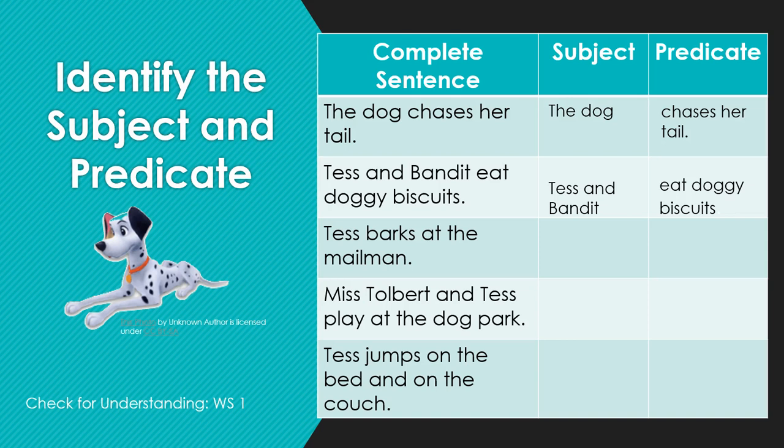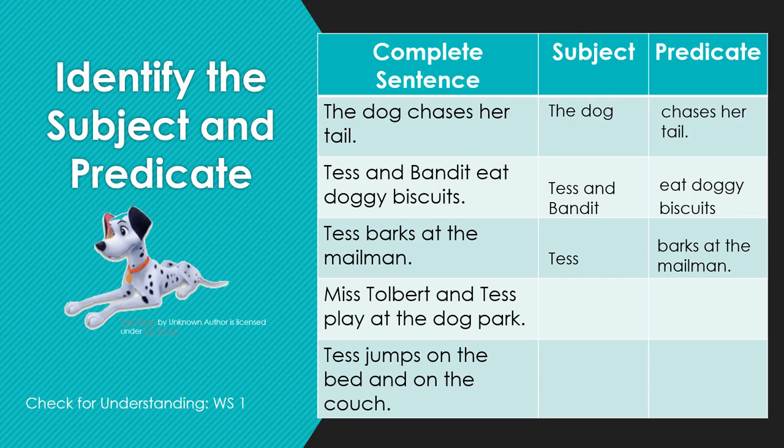Let's try it in reverse. Tess barks at the mailman. Let's look for the verb first to find the predicate. Barks. Barks is going to be the action verb. So that's our predicate. We take barks and everything after it for the simple predicate. So what's our subject? Tess.